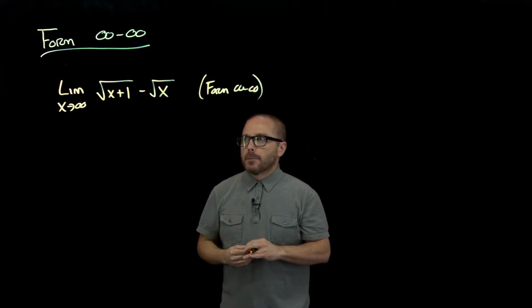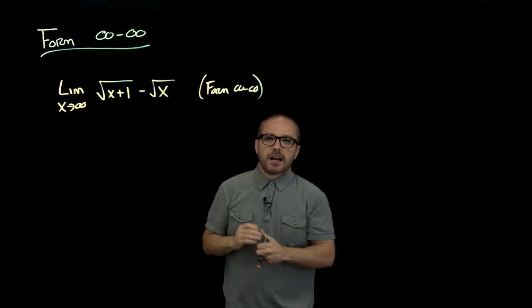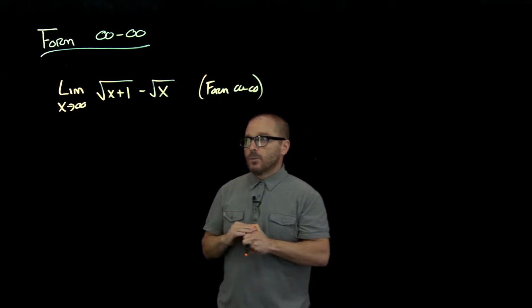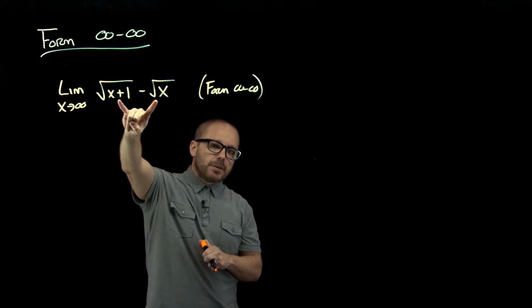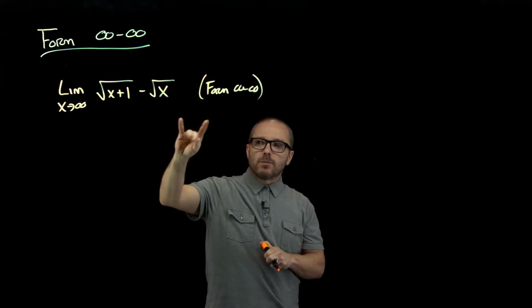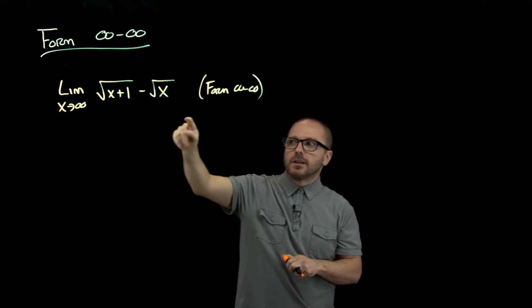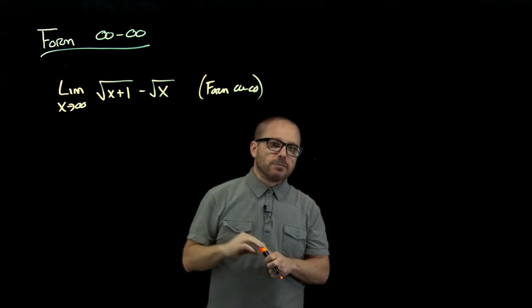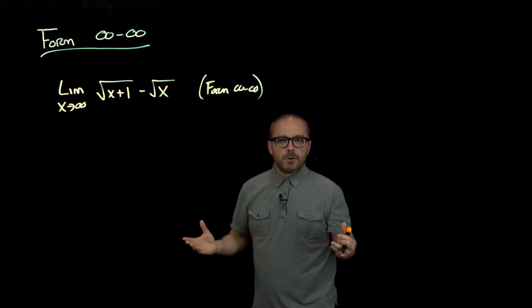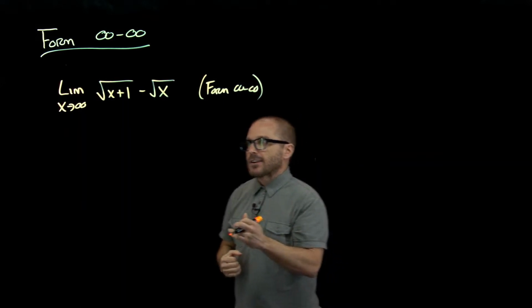So the idea is, how can I get a fraction started? There's no fractions involved there. Well, when you have two things being subtracted, one thing that works out nicely, as we've seen in algebra, is multiplying by the conjugate, the same expression but with addition there. And remember, you have to do the same thing on top and bottom, and that introduces a fraction there.